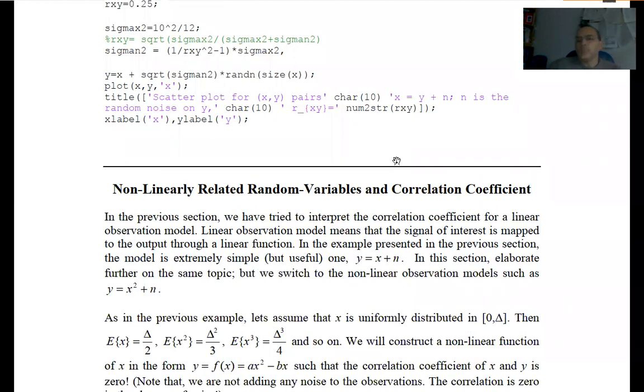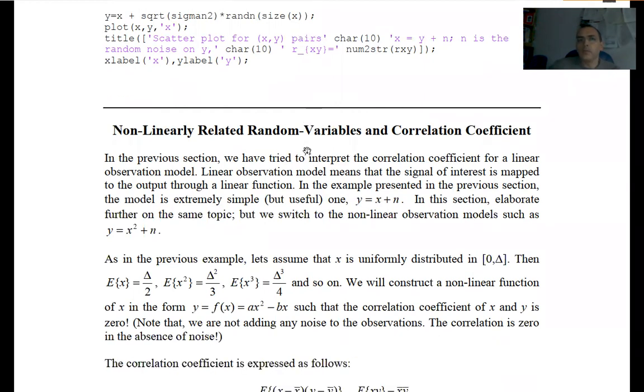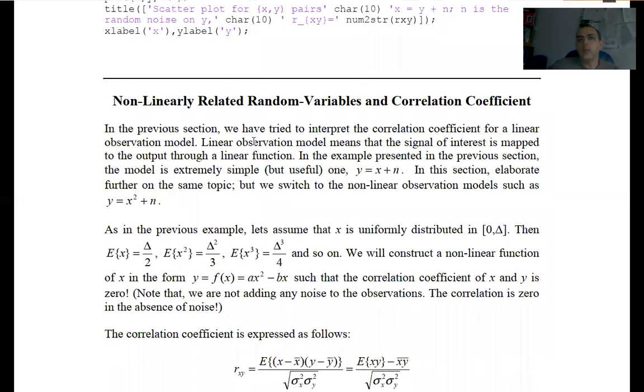Okay, now that's all I would like to say, but here is a warning. To understand the linear dependence, maybe we should focus on a nonlinear dependence case. What do I mean by this? Nonlinear related random variables and correlation coefficient. So let's assume that y is mapped to x with such a nonlinear relation, ax squared minus bx.